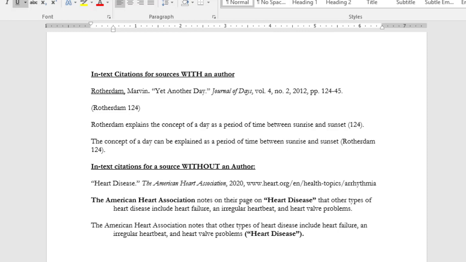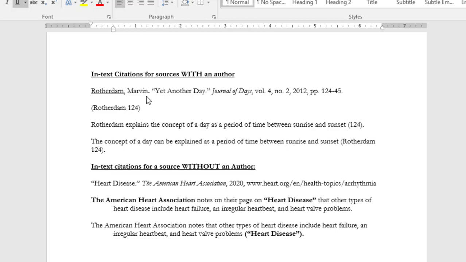This video is going to explain where to place citations in your paper for MLA papers and the difference between signal phrases and parenthetical citations, both of which are considered in-text citations. So here I have an in-text citation for a source with an author, and then I'm going to do it for a source without an author as well.